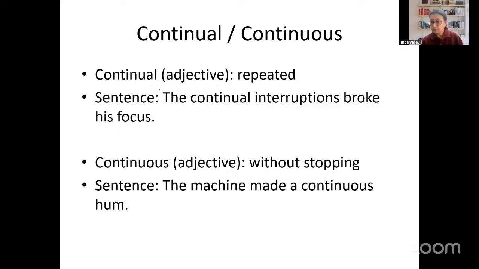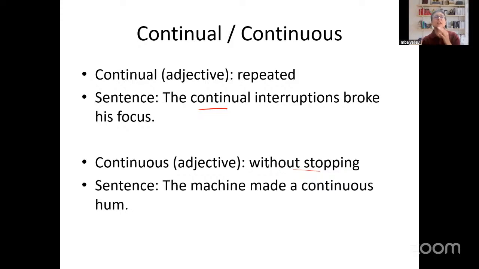The next set is continual and continuous. Now, continual is an adjective that tells us that something is being repeated, while continuous, which is again an adjective, tells us something which comes without stopping. So, continual: the continual interruptions broke his focus. Continual is repeated. Start, stop. Start, stop. That is continual. Continuous is without stopping. There is a start, but there is no end.